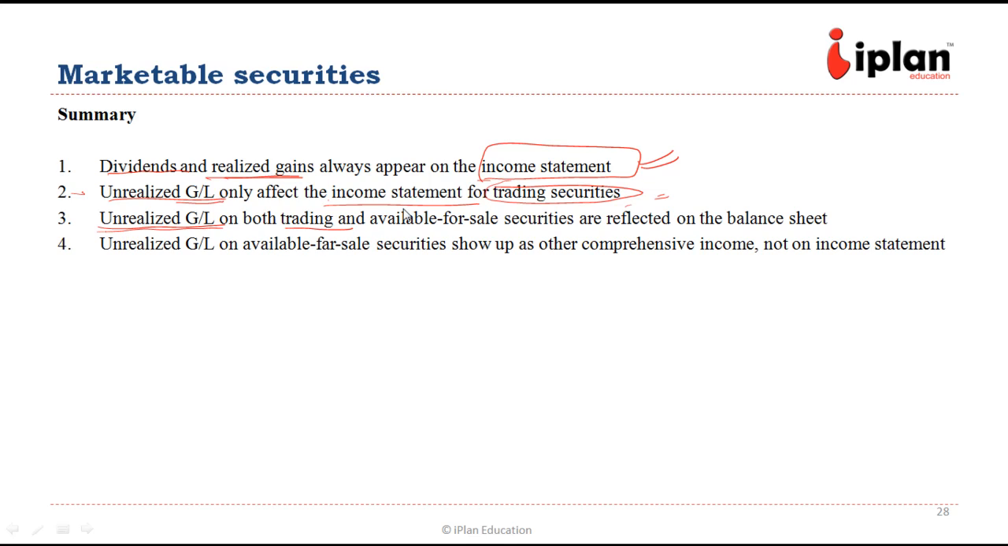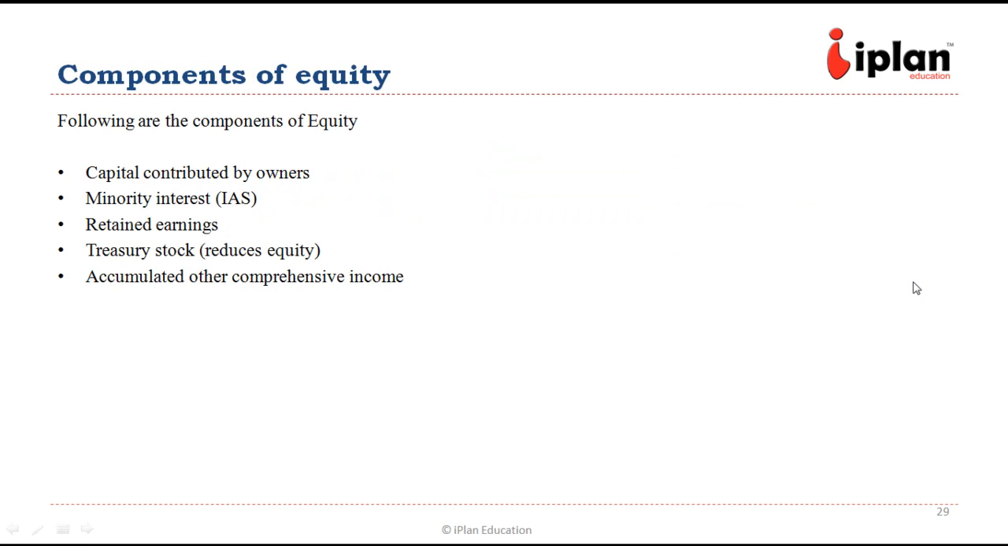Now we'll see the impact on the balance sheet. The unrealized gain or loss on both trading and available for sale securities is reflected on the balance sheet. And unrealized gain or loss for available for sale securities comes as comprehensive income in the balance sheet, but it does not form a part of the income statement, which we have just seen. So now let us move to the next topic, components of equity.